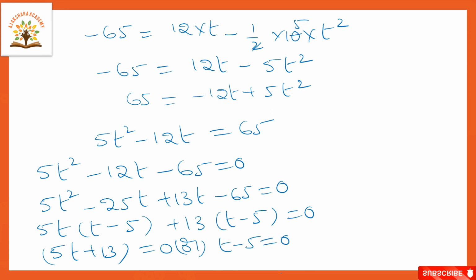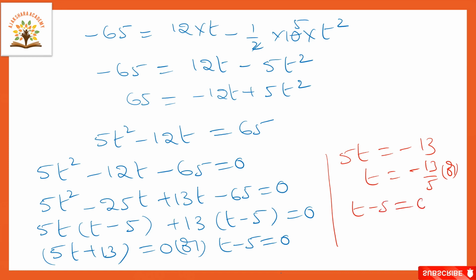So at last 5t = −13, t = −13/5, or t − 5 = 0, t = 5. So therefore t = 5 seconds. Okay.